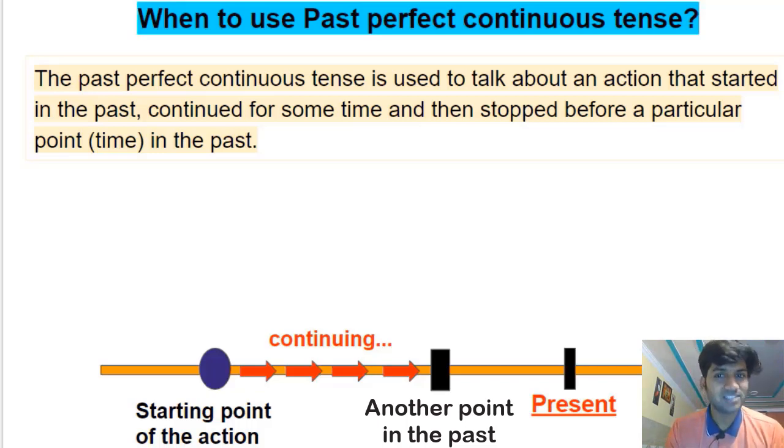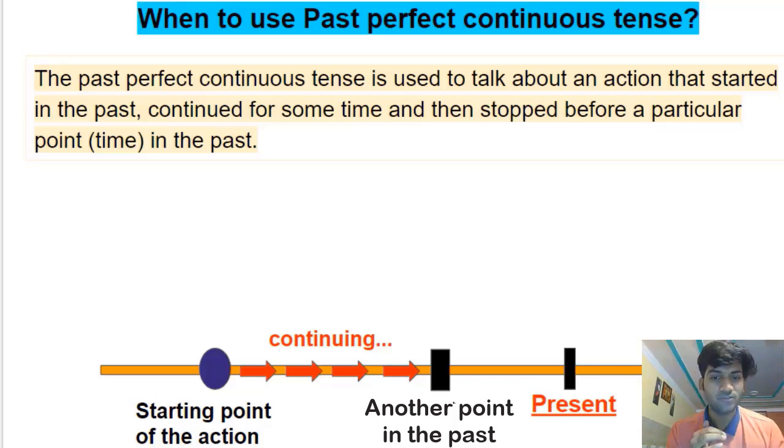So we use past perfect continuous tense when we want to talk about an action that, look at this diagram, that started in the past at some point of time. We're talking about an action, just focus on this. We're talking about an action that started in the past and it continued for some time, it kept happening for some time, and then it stopped before another point, before an action in the past, which is basically a point of time in the past, right?